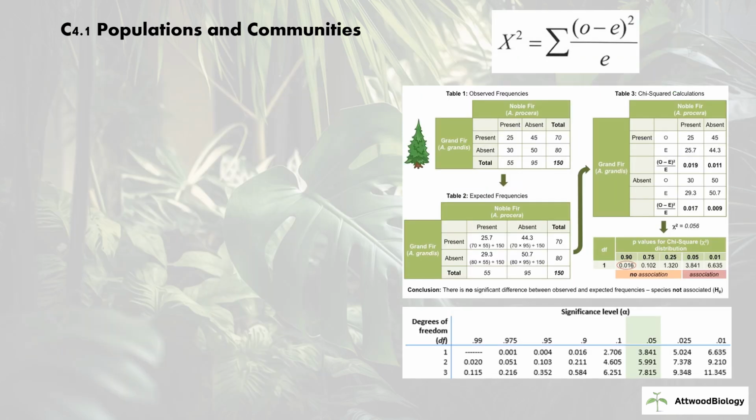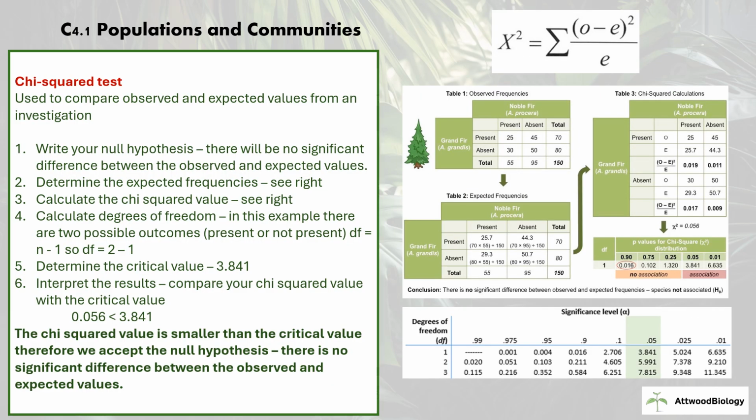Now we're going to look at the chi-squared test, which is a stats test used to compare observed and expected values. The observed values are the values that you collect within your investigation, and the expected values we're going to calculate using your presence and absence matrix. We talked about this on the previous slide, that's just here. The first thing we need to do in the chi-squared test is write your null hypothesis. The null hypothesis always states that there will be no significant difference between the observed and expected values.